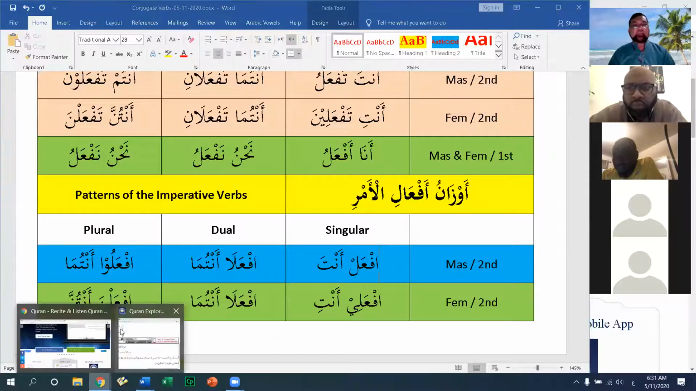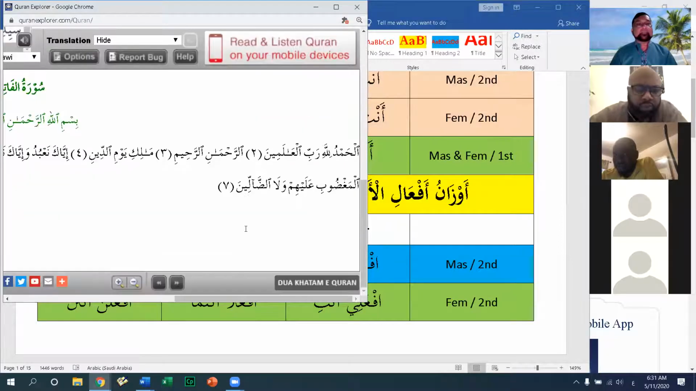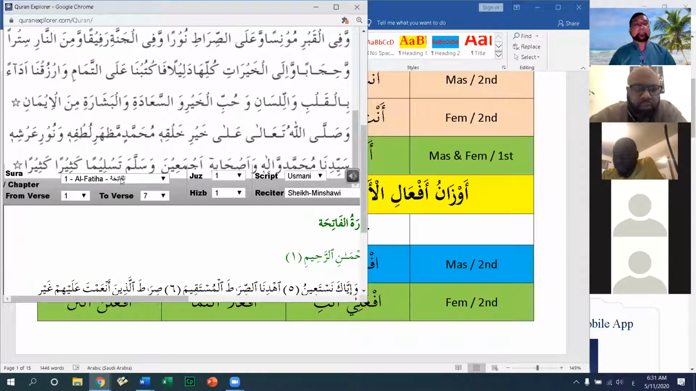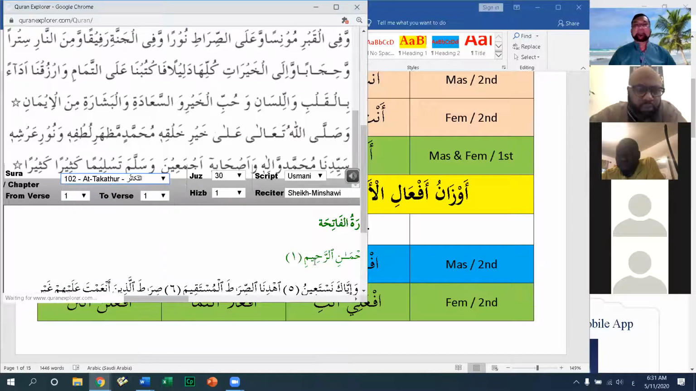So for instance, if we were to look at, if I were to say, I'm trying to find a command form of a verb in one of these surahs from a trilateral verb.